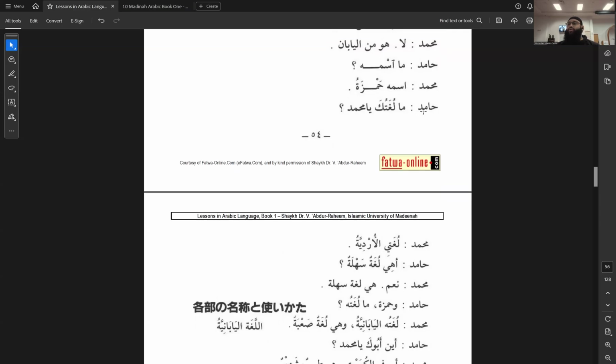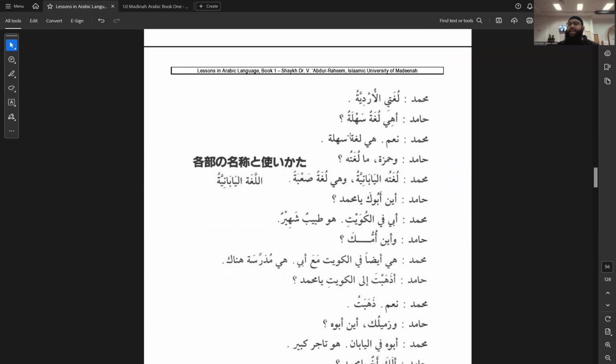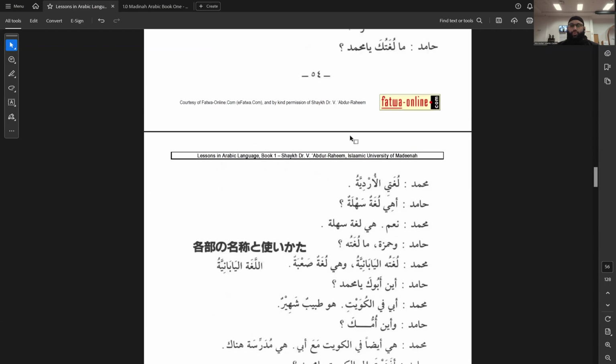Ma lughatuka ya Muhammadu. What is, what's lughatuka? His language. Good. What is his language? O Muhammad. He says, lughati al-urdiyatu. What does that mean? The whole sentence, though. Good. My language is Urdu.